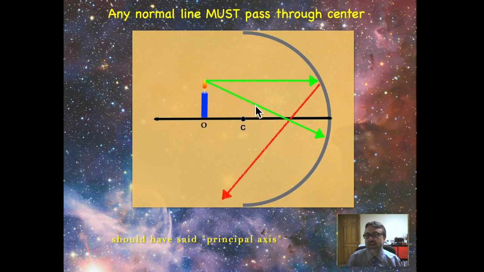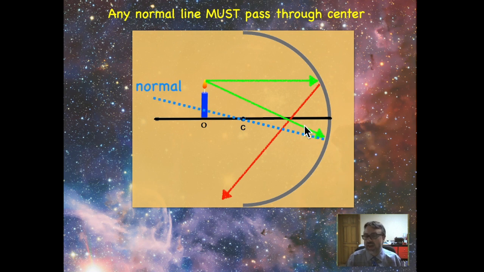So here is my incident ray passing through where that reflection was on the parallel principal axis. And again, it strikes the mirror. Well, I need a new normal line. I can't use the same normal line as I did up here because the light's now striking down here. But again, I note that the normal line must pass through the center of the circle.